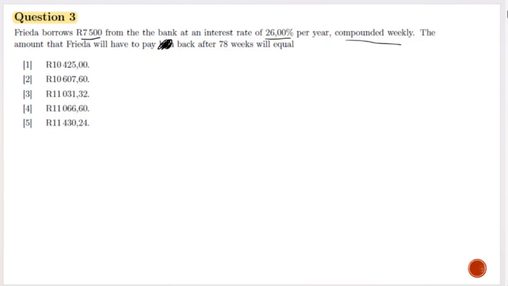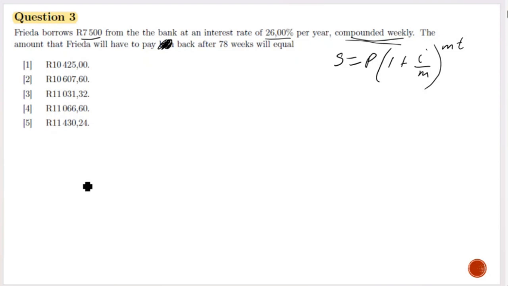This question is a compound interest question, no doubt about it, because now your interest is compounding weekly. We know that we are working with compound interest, so we know what the formula is. It will be S is equal to P into 1 plus I over the number of compounding periods, to the power of the number of compounding periods and the number of years. Now let us break down the information that is given, because this question is very tricky.